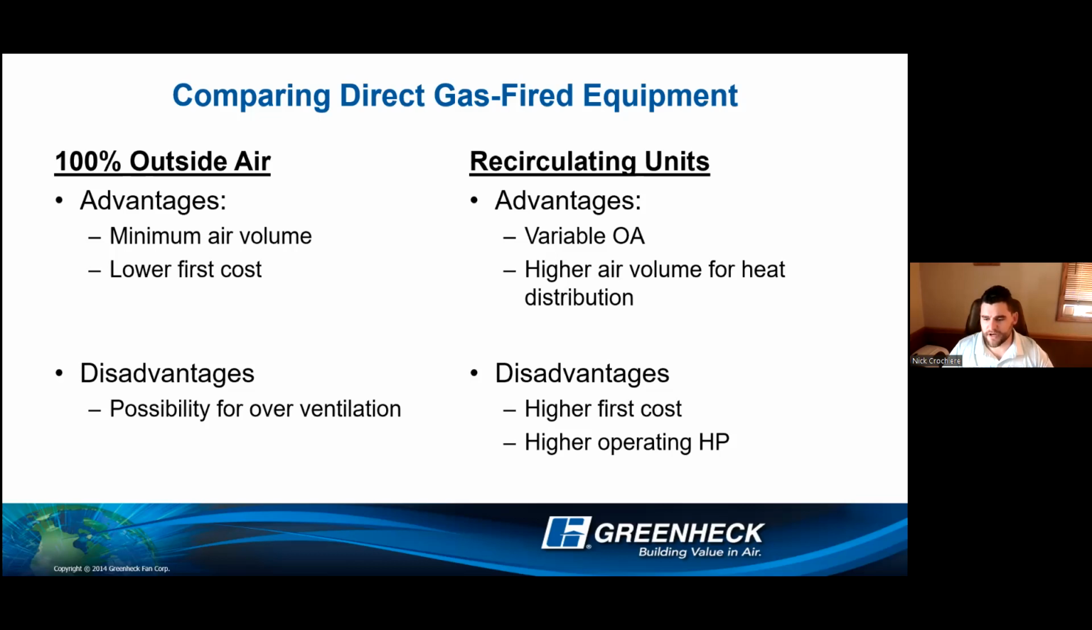Disadvantages for 100% outdoor air: possibly over ventilation. Yes, if every single one of your units, and you have many units, is 100% outdoor air and they're all blasting into the space, you're going to have a large positive pressure. You're going to need some building pressure relief if a lot of doors are closed. The disadvantages for 80-20 are higher first cost, since the unit in general is more expensive, and higher operating horsepower. Why? You need to move a lot more air because you're recircing.